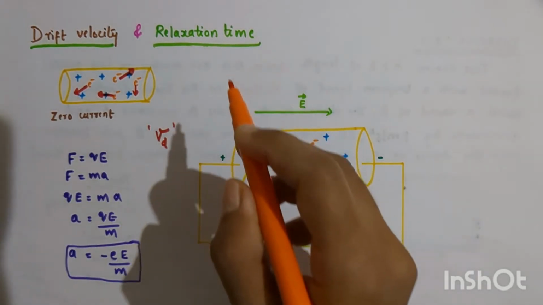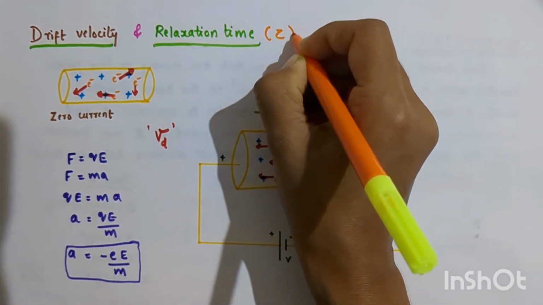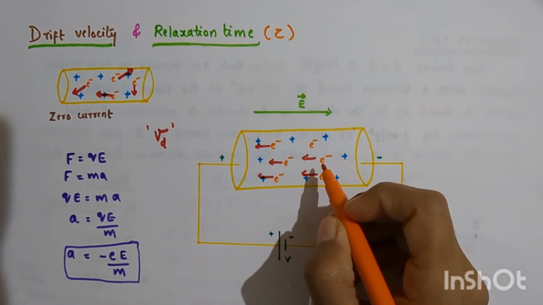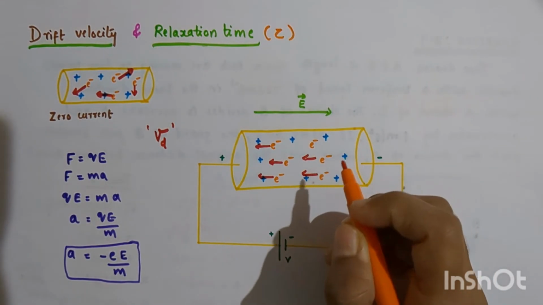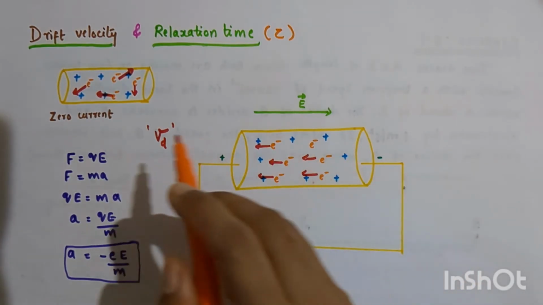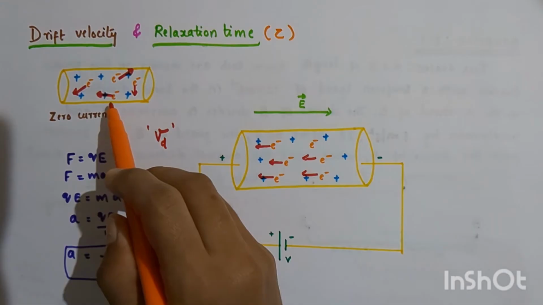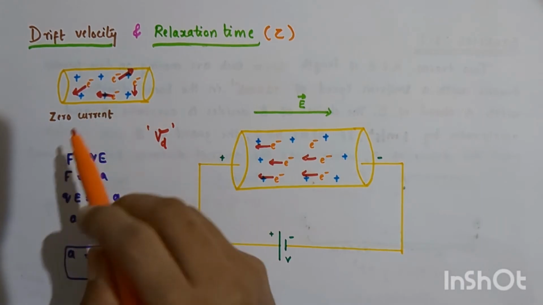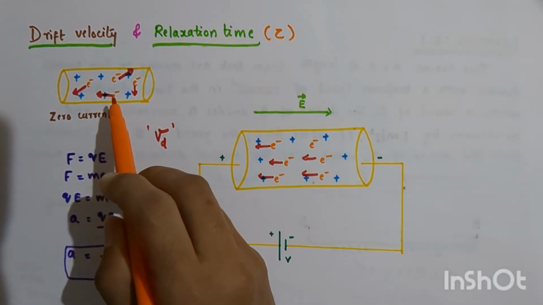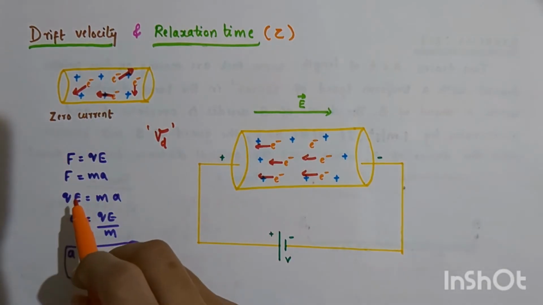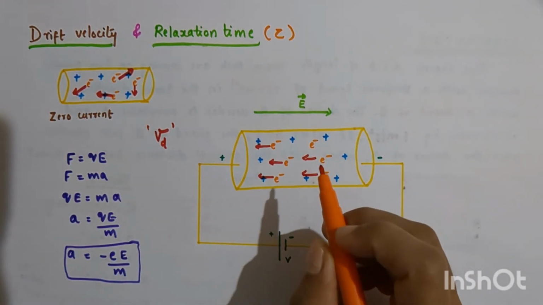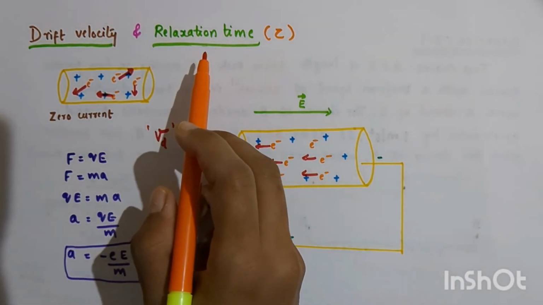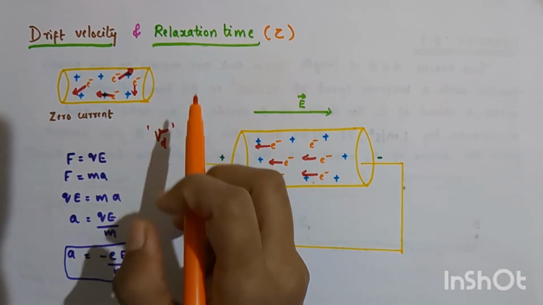Now, let us talk about the relaxation time. It is represented with the letter tau. The collisions of the electrons do not occur at regular intervals, but at random times in a metal. We know that in a metal, there are so many positive ions and so many electrons. When these electrons are in random motion, there is a chance for their collision with the positive ions present here. So the average time between two successive collisions is known as the relaxation time.